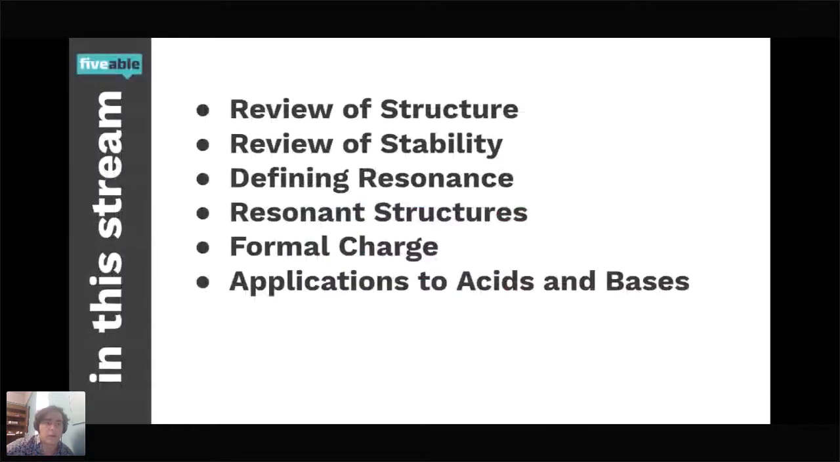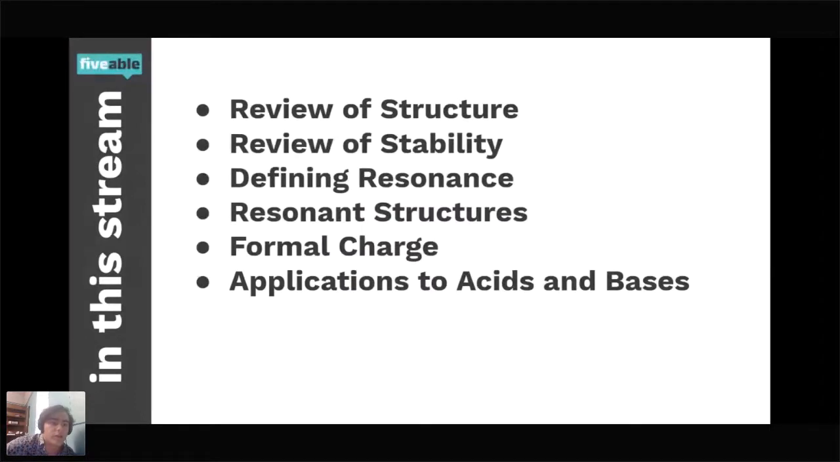So today we're going to be reviewing atomic structure because it's really relevant to resonance. We're going to be reviewing stability because stability is the reason why resonance happens. Then we'll be defining resonance after that, and talk about resonance structures. And when we're talking about resonance structures, the formal charge part is below resonance structures, like it's a separate category, but they're really one and one together. And then we're going to talk about the applications of resonance to acids and bases. And if you don't know what an acid and base is, we can talk about it then. But for now, that's just a little side piece.